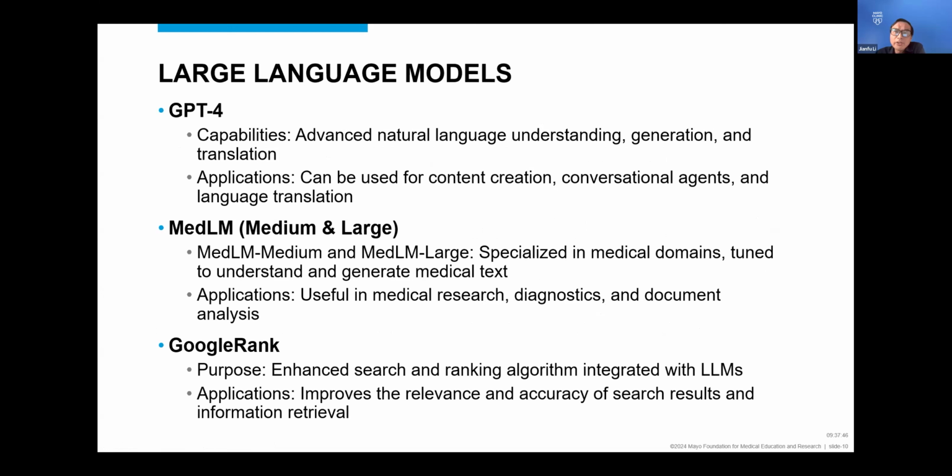This is the large language models we utilized in this study: GPT-4, and Google's MedLM-Medium and Large. Google's MedLM-Medium and Large is specialized in medical domains, tuned to understand and generate medical text. Google's rank is another model for ranking. So we just try to find how this ranking model performs on this re-ranking of vaccine names task.